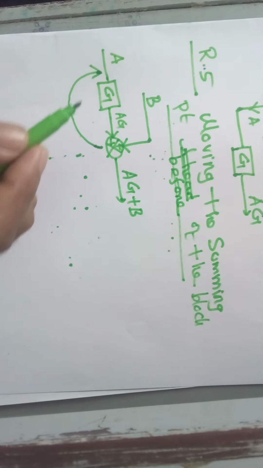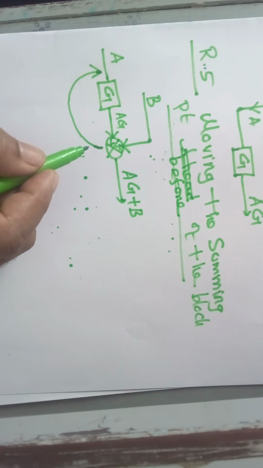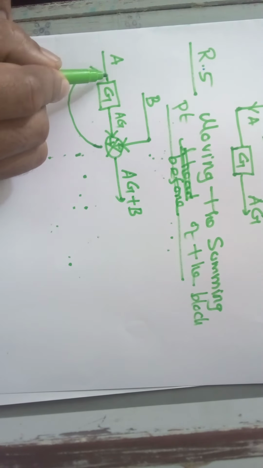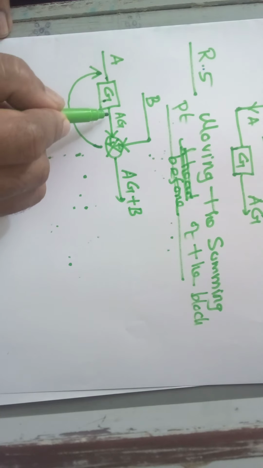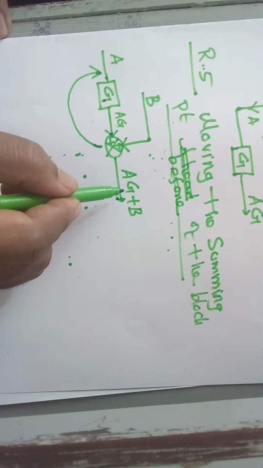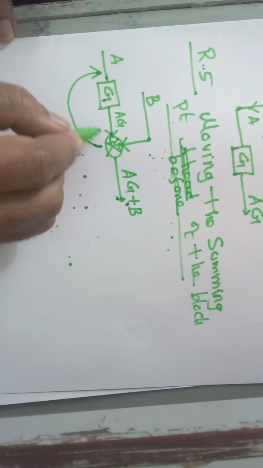Okay. So now you are applying two signals, B and A, to another gain block. The output is A into G, and you are adding these two together so that you are getting AG plus B. Now I want to move the summing point before this block.